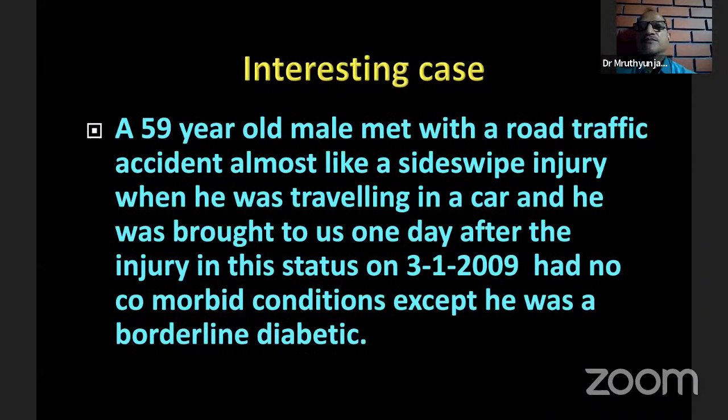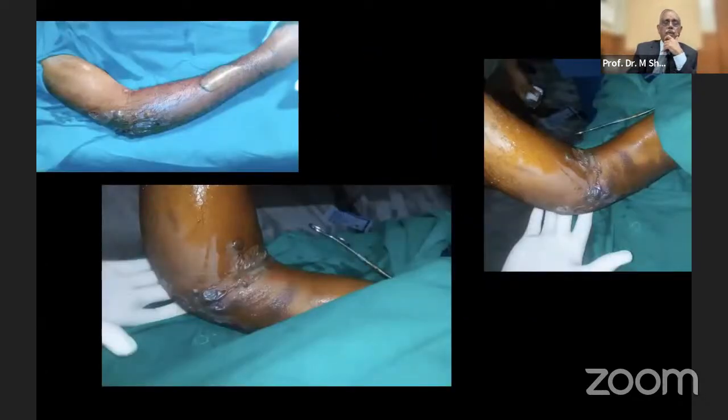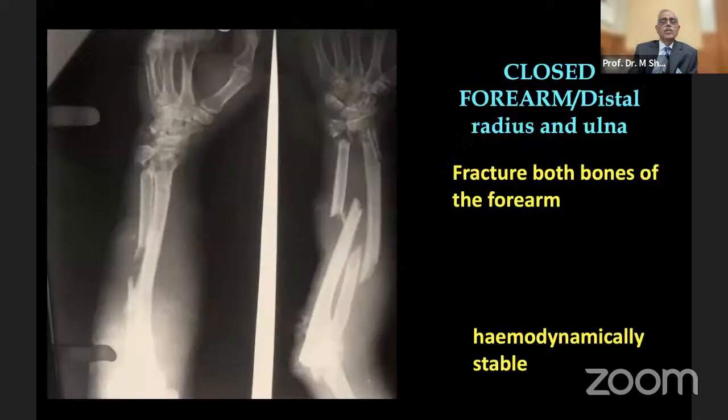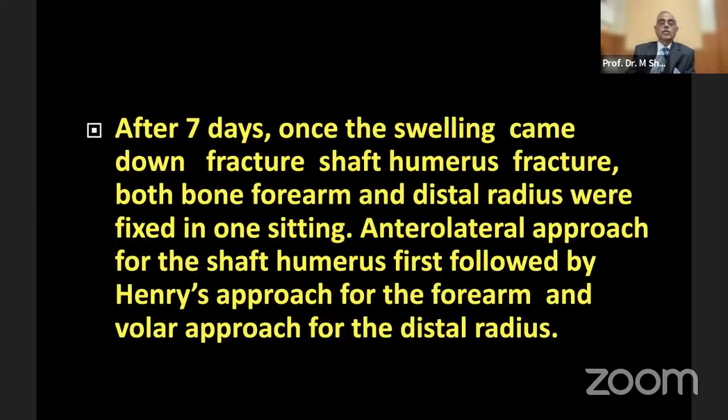Well, here is a 59-year-old who met with a traffic accident. This is the side swipe injury, and this was the patient. And what is important is the soft tissue which has to be looked into, as Dr. Chaitanya rightly mentioned, and this was a complex injury. Almost everything we have discussed was there: a fracture of the distal radius, the distal ulna, both bones of the forearm, and a distal humerus fracture with a shaft fracture. So how do you manage it is the question.